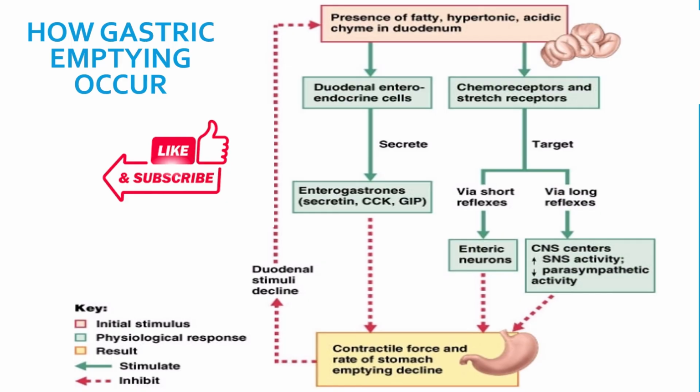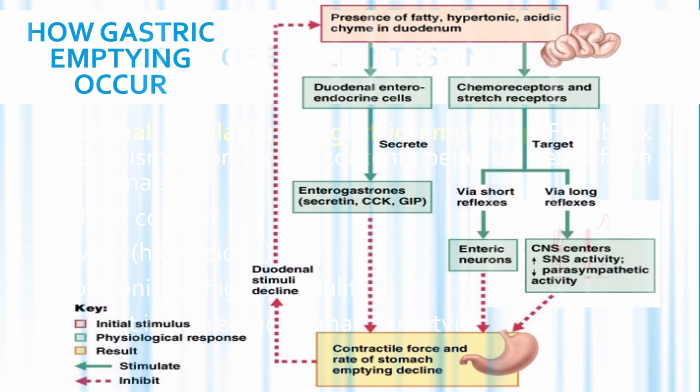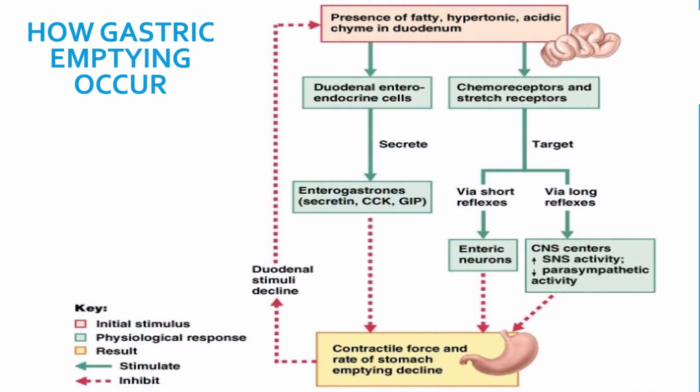emptying. When fatty, acidic, or hypertonic chyme, partially digested food, enters the duodenum, it acts as a signal that the intestine needs more time for digestion. Chyme characteristics that trigger the response are high fat content, high acidity and high osmolarity. At the same time, chemoreceptors and stretch receptors in the duodenum are stimulated. They activate some short reflexes through the enteric nervous system.